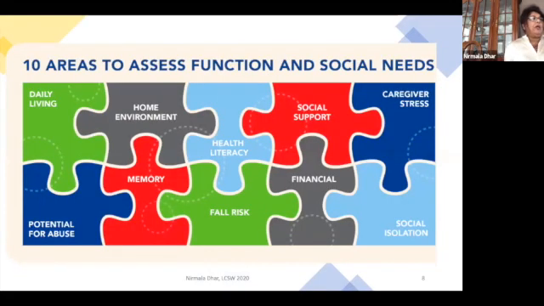Look at the next slide, please. I just found this slide and it totally illustrated what I've been saying for the last 5 minutes. The 10 areas to assess function and social needs in older adults, and I would say in any complex care patient or client: daily living skills, potential for abuse and the ability to protect yourself from abuse, home environment, memory, health literacy, fall risk, finances, social support, whether caregivers are stressed and burned out, and social isolation. Can you see, not only are these areas laid out for us, but they're all interconnected, interlocking in this puzzle. And I think this really illustrates in a very beautiful and colorful way what drives a comprehensive geriatric assessment. Next slide.